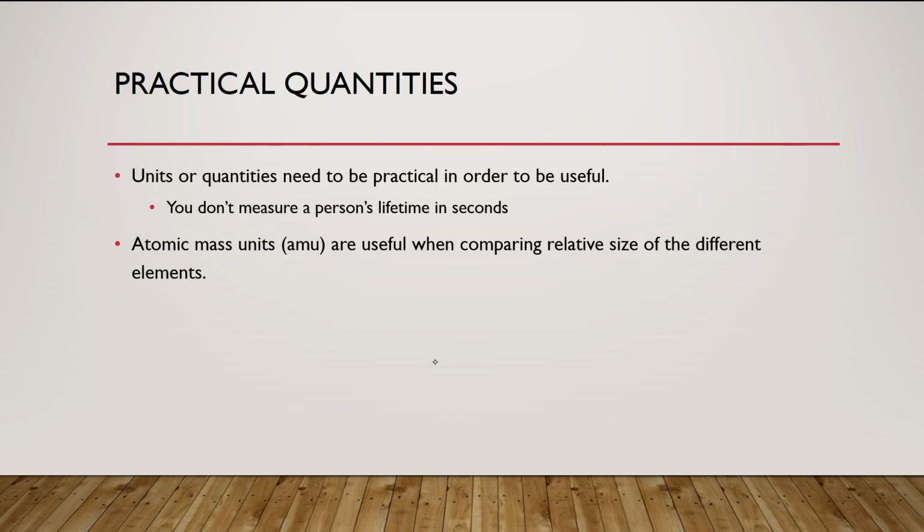With atomic mass units, those are useful units when comparing the relative size of different elements. So if I want to compare carbon to oxygen, I can use atomic mass units to compare how big a carbon atom is compared to how big an oxygen atom is.